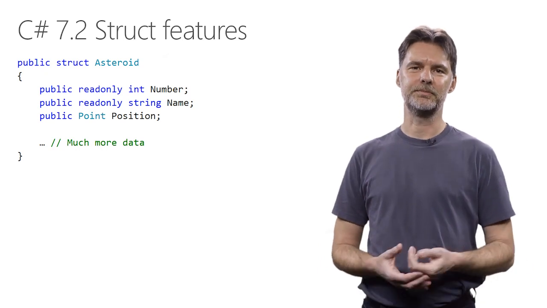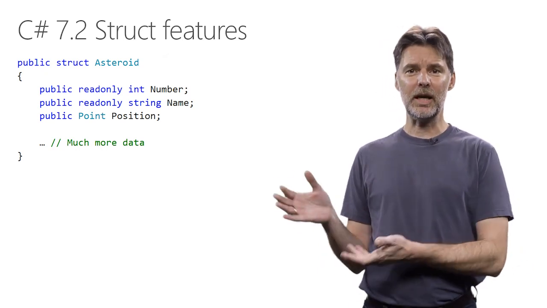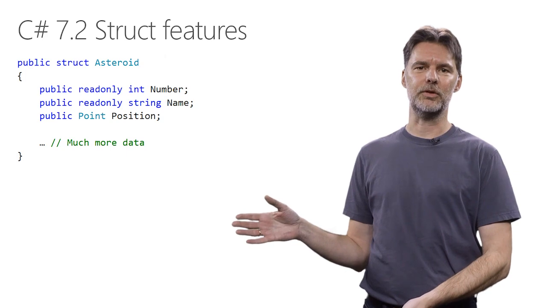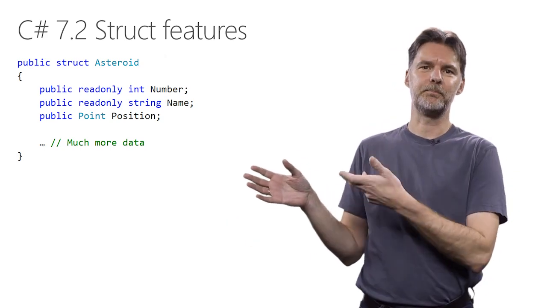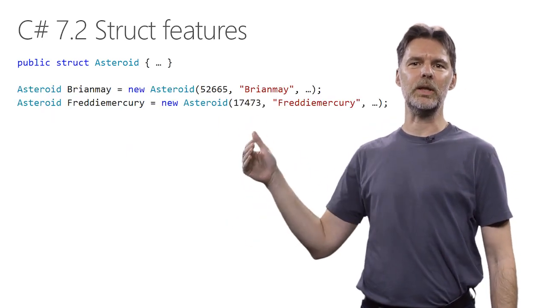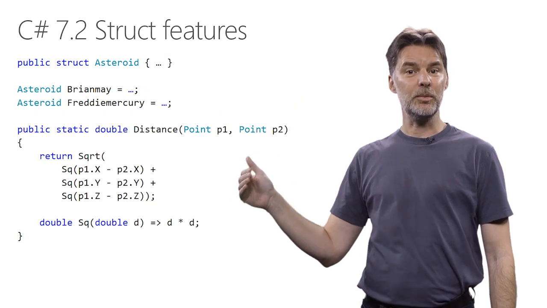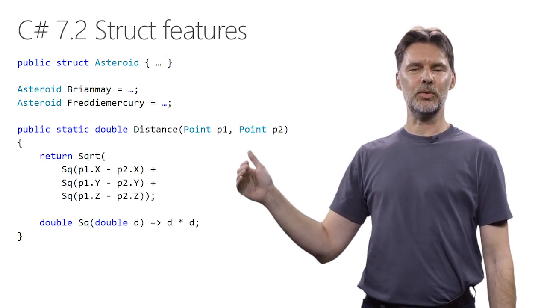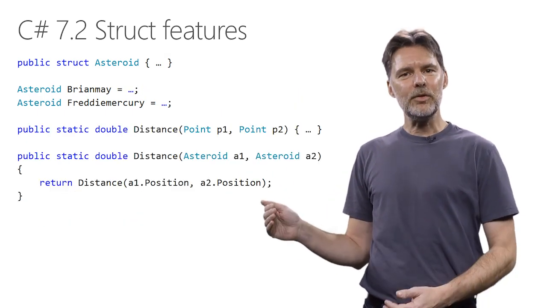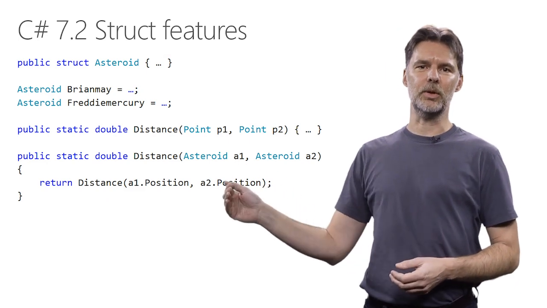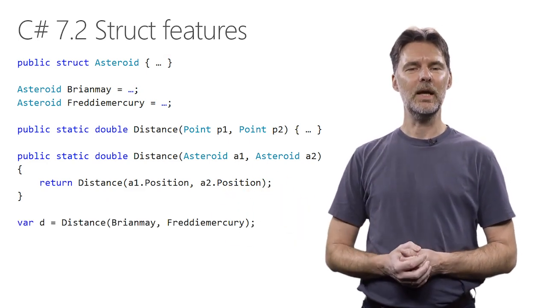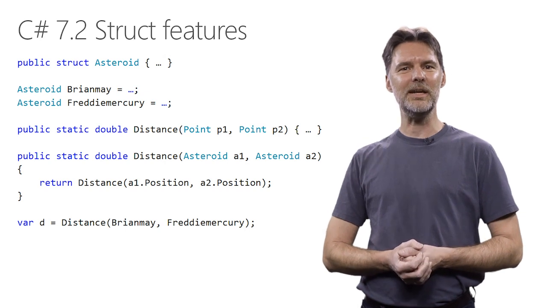with structs in C#. To start with, here's a large struct type for representing asteroids. Imagine there's a lot more in there. Now let's create a few well-known asteroids, a helper method to compute the distance between two three-dimensional points, and a method to compute the distance between two asteroids based on that helper method. Now we can find the distance between Brian May and Freddie Mercury.